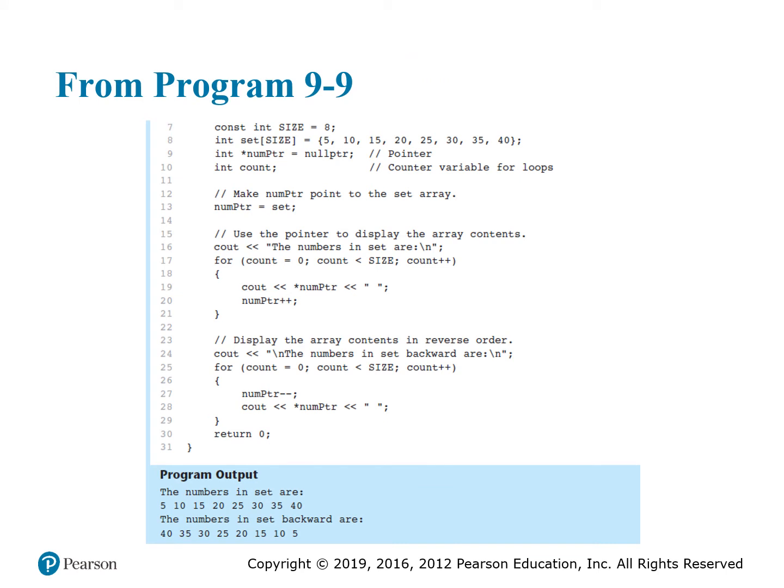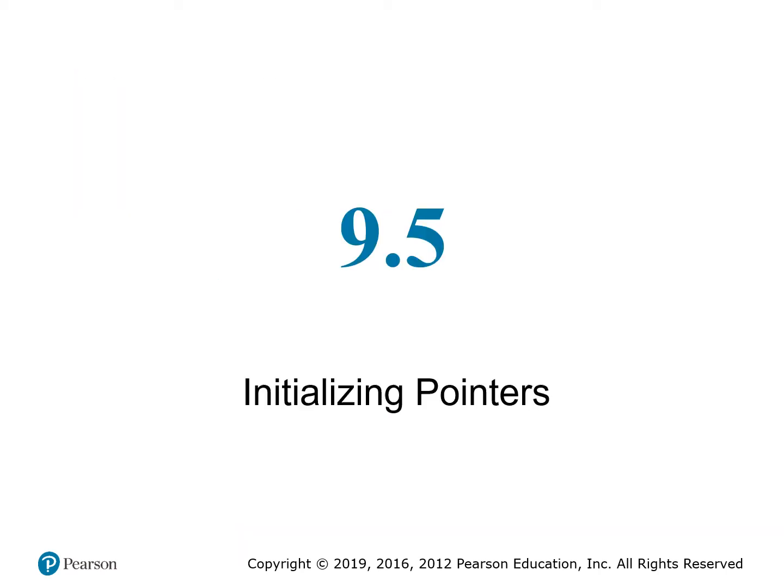This one just uses numPointer++ to step through the array forward to print out the entire array, and then numPointer-- to step through the entire array backwards to print out the same array but backward.